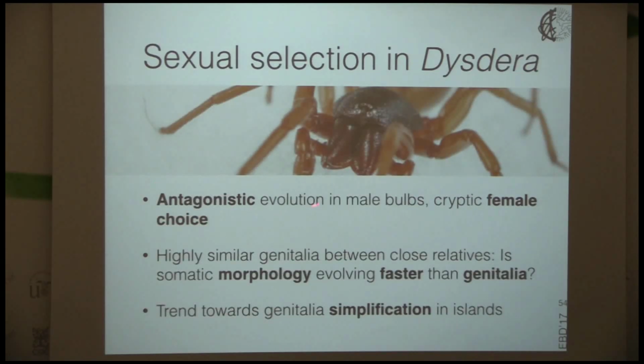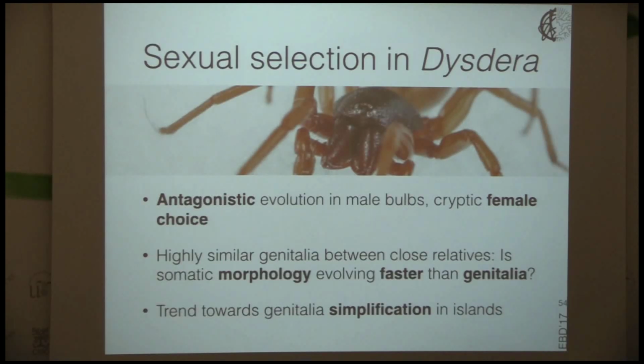For the males, it seems that the intromittent apparatus, I mean the palp, what they use to transfer the sperm, may be subject to some kind of antagonistic evolution with the female. So there may be chances for that. Now, when you look at the Canarian Dysdera species, what you can find, and this is very interesting, is a certain trend towards simplification in the genitalia, both of the females and the males. And I will show you what I mean by simplification.